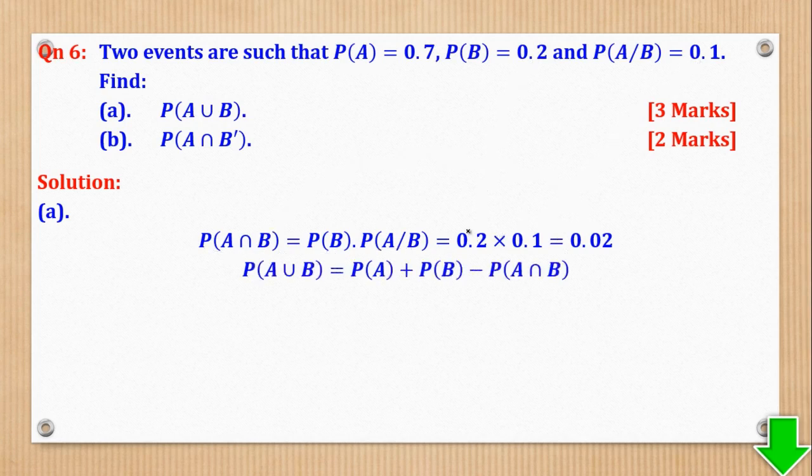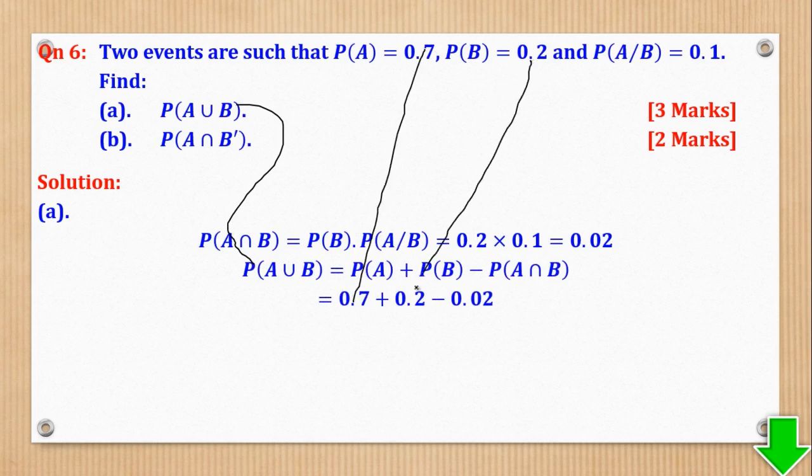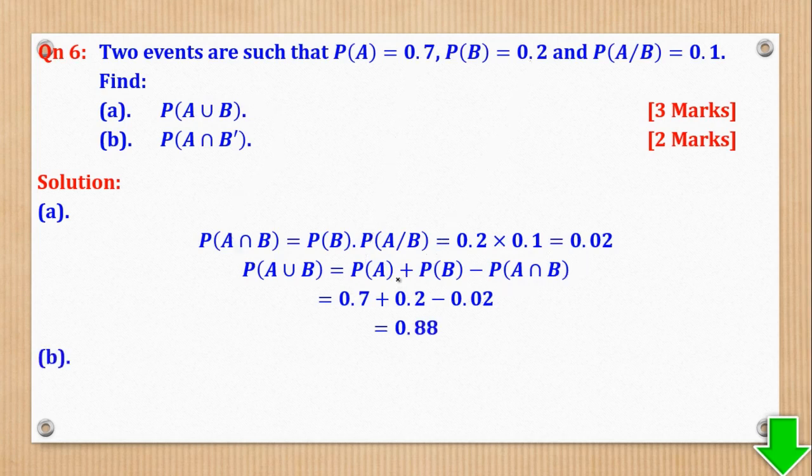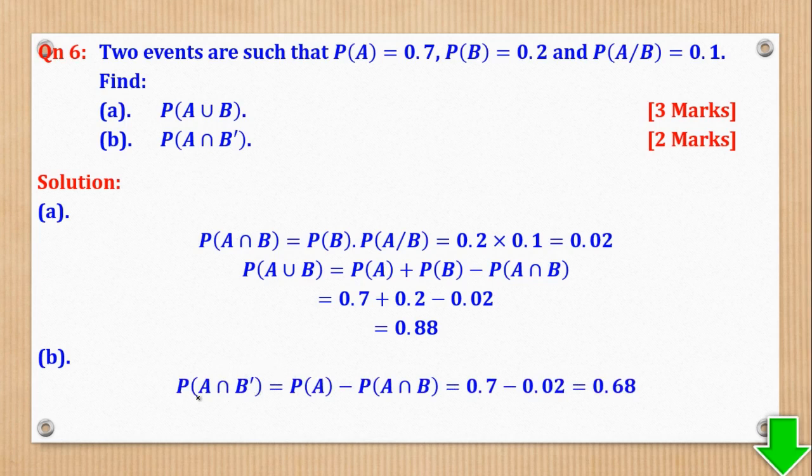Now that I've got the intersection, I can now get the probability of A union B. So I substitute for probability of A, probability of B, and probability of A intersection B to come up with that. That was part A. Then part B, they want the probability of A intersection B complement. So there I use the contiguous table. A intersection B complement is equal to probability of A minus probability of A intersection B. So probability of A is that, probability of A intersection B is this, to give you 0.68.